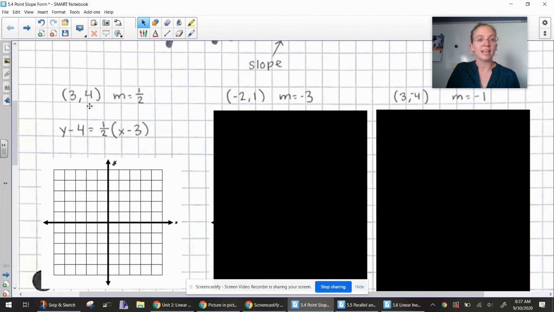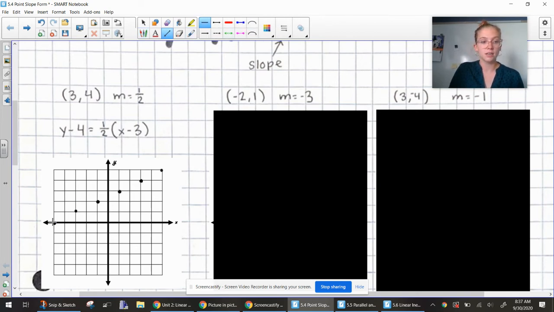So we know we have a point at 3, 4. So let's graph that point at 3, 4. And then we know we have a slope of 1/2. So that means rise 1, run 2, or up 1, right 2. So if we graph this line, we can then connect our dots. And this is the line y minus 4 equals 1/2 times x minus 3.